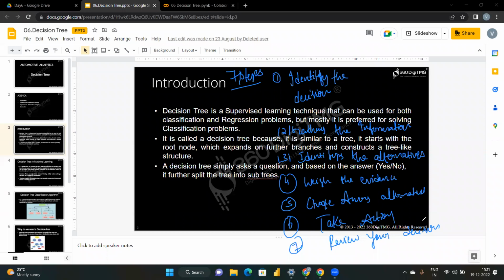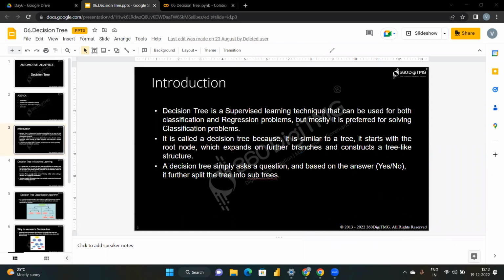So guys, the 7 steps which are very effective in decision making: first we have to identify what is the decision we are going to take, and the next thing we're going to gather the information, and we'll be identifying the alternatives, we're going to weigh the evidence we have, and we're going to choose among the alternatives, and we're going to take the action and review our decision. So these are the 7 steps involved in decision making. We'll be seeing the next concepts.